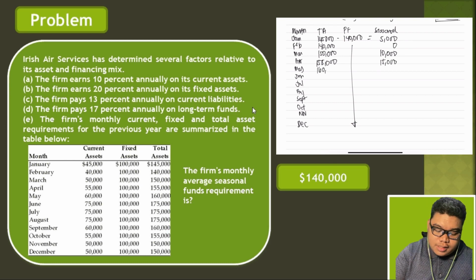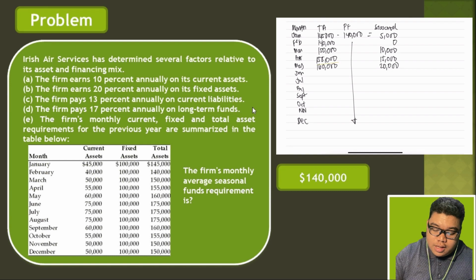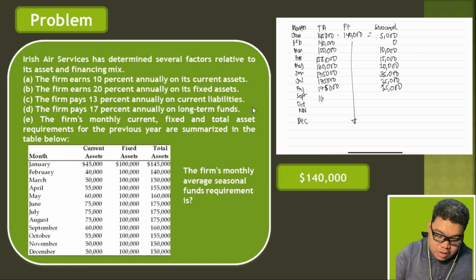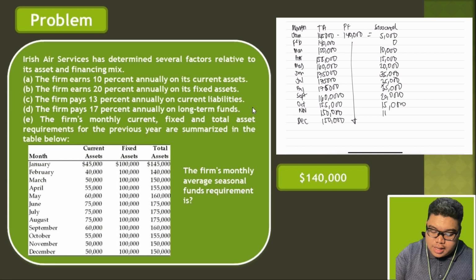And then we have 160,000 for May. So that would be minus 140, that is 20,000. And then for June, that is 175,000. That is similar for July and August. So at each, you would require 175 minus 140, that is 35,000. Then for September, that is 160,000 again, so that is 20,000. Then for October, that is 155,000 again, so you would need 15,000. And for November and December, that is 150, so that is 10,000 each.